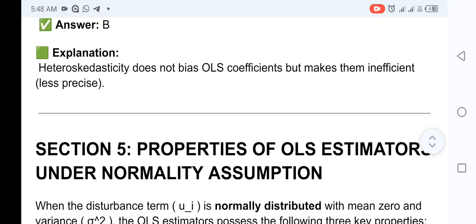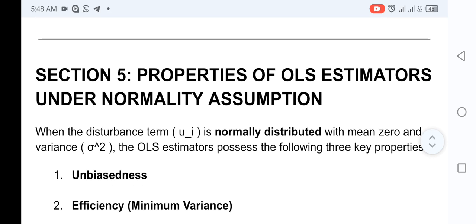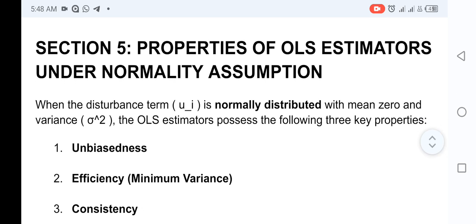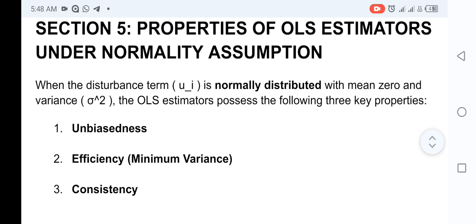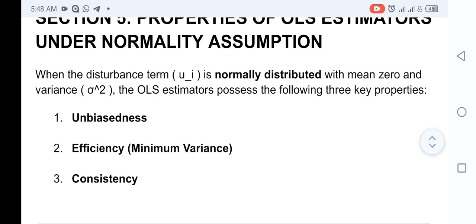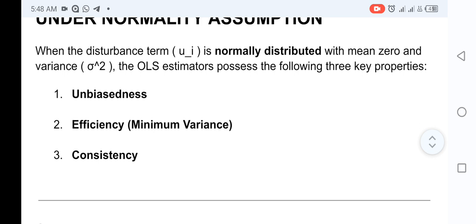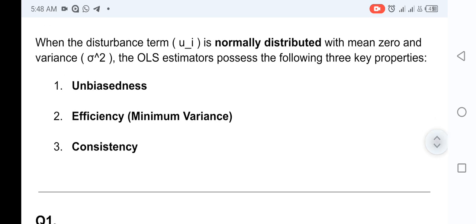Section 5. Properties of OLS estimators under normality assumption. When the disturbance term, u_i, is normally distributed with mean 0 and variance sigma squared, the OLS estimators possess the following three key properties: unbiasedness, efficiency (minimum variance), and consistency.